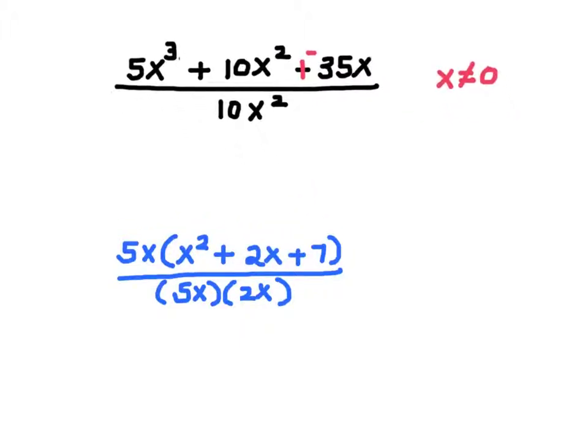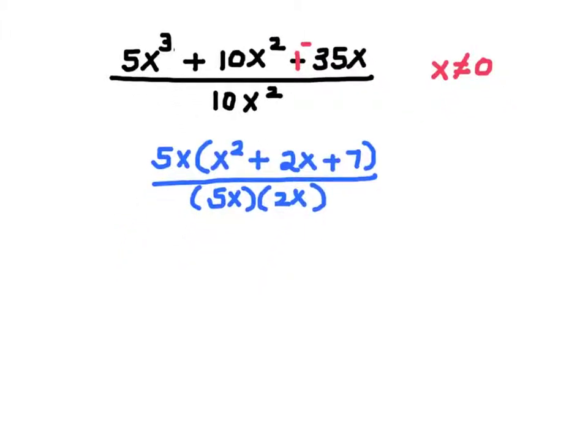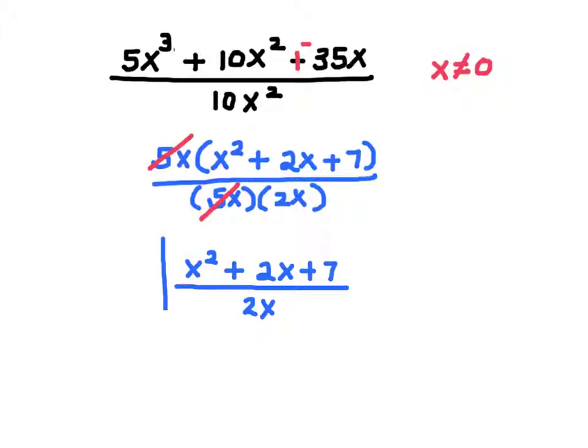Okay, let's move these up. So this is the same expression, but factored. And I see that I can cancel out these two 5x's. So what I have left over then in the numerator is x squared plus 2x plus 7 divided by 2x. And between the numerator and the denominator, there are no common factors, so nothing else can be canceled out. This is my final answer.